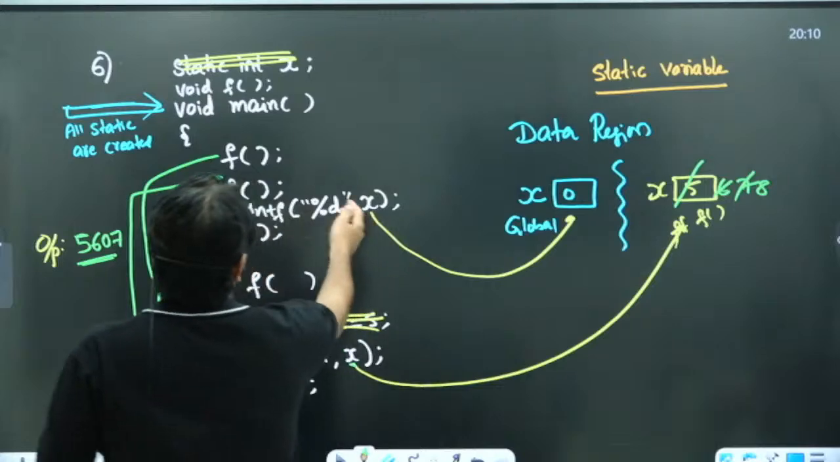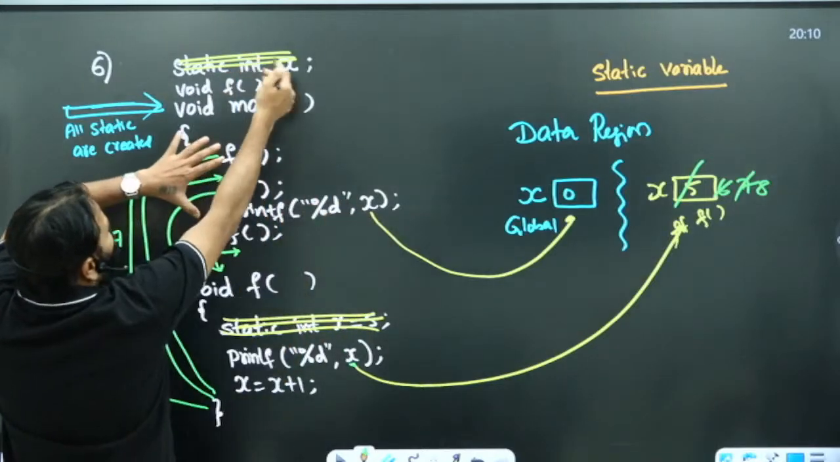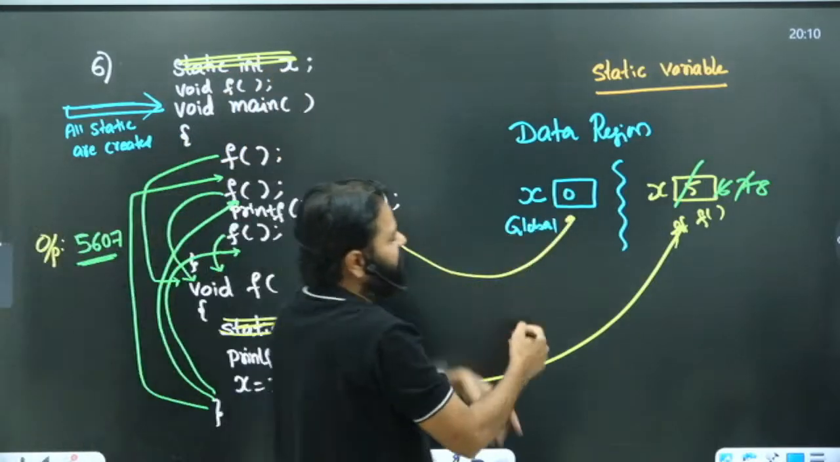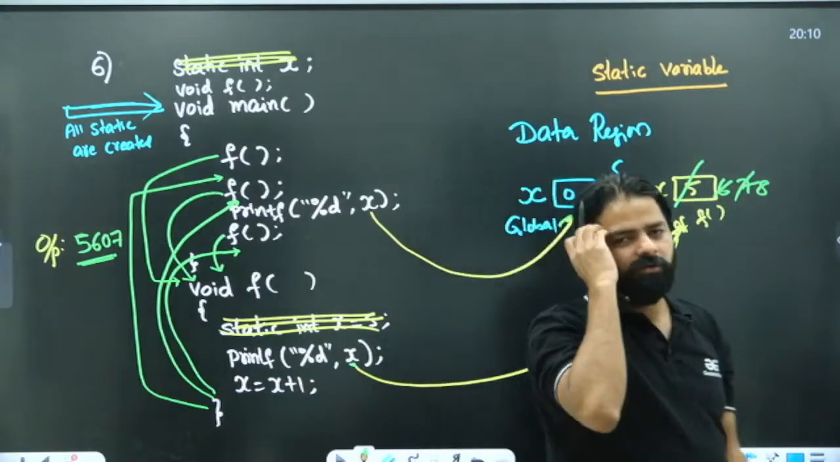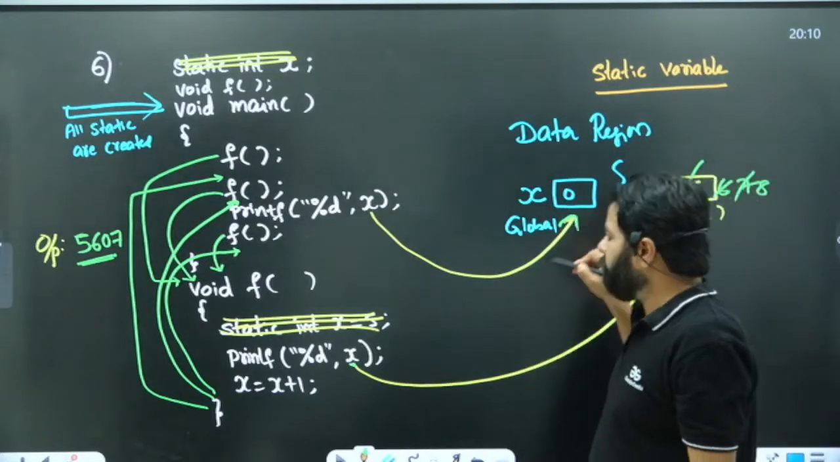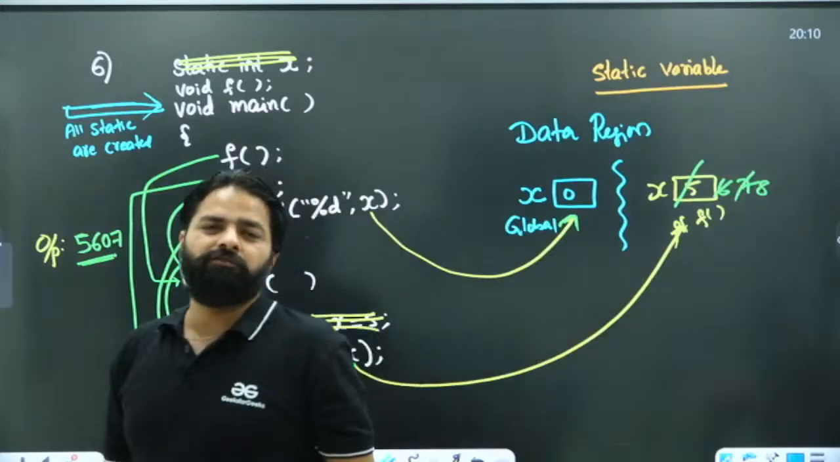Here x is not available in the main, so it looks at the global. This x is going to make a reference here. Everyone able to understand? This is the beauty of static variables.